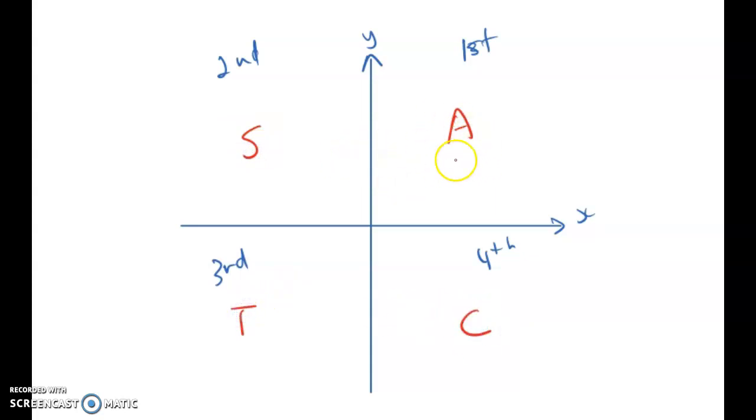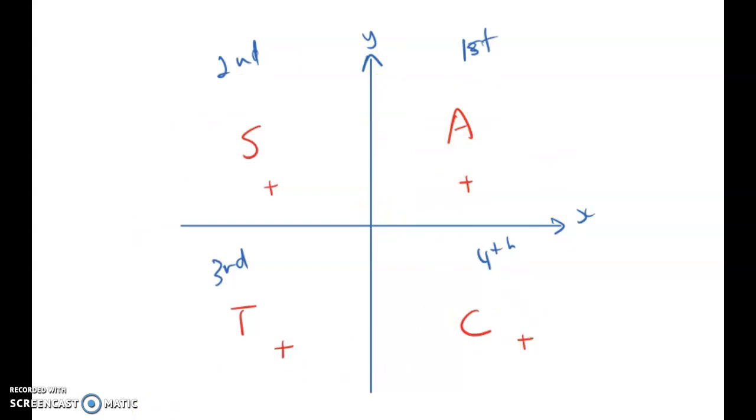So all represents all 3 trig functions would be positive here. S represents only sine would be positive here. T represents same thing, only tan. And of course, C represents only cos is positive in the 4th quadrant. So simply learning this off could really help you do your questions.